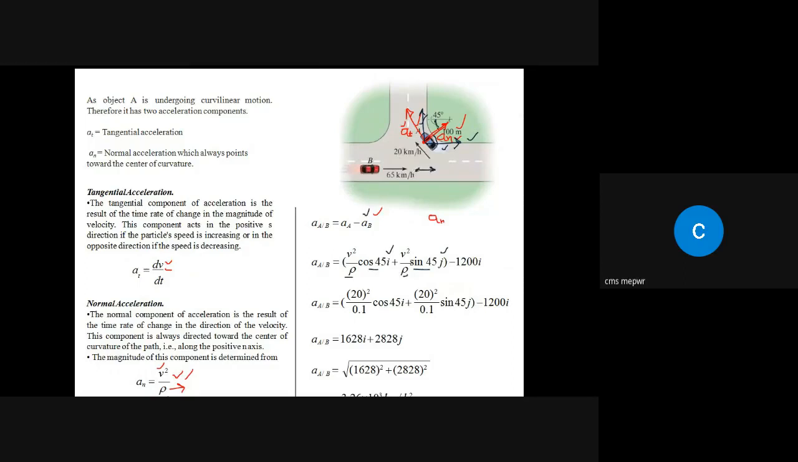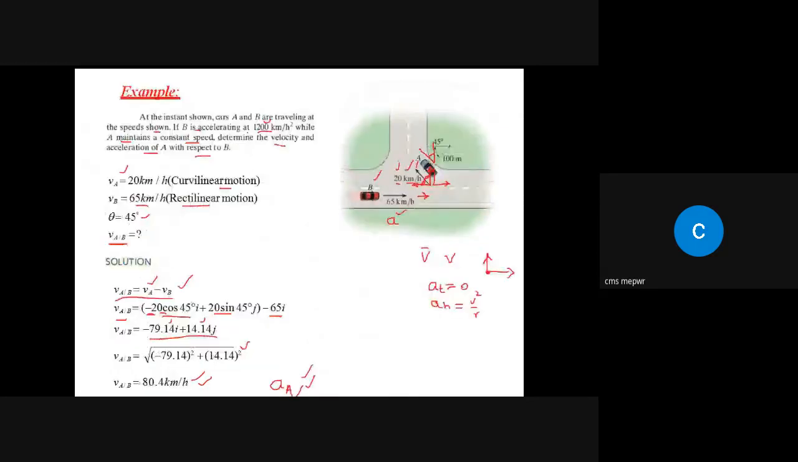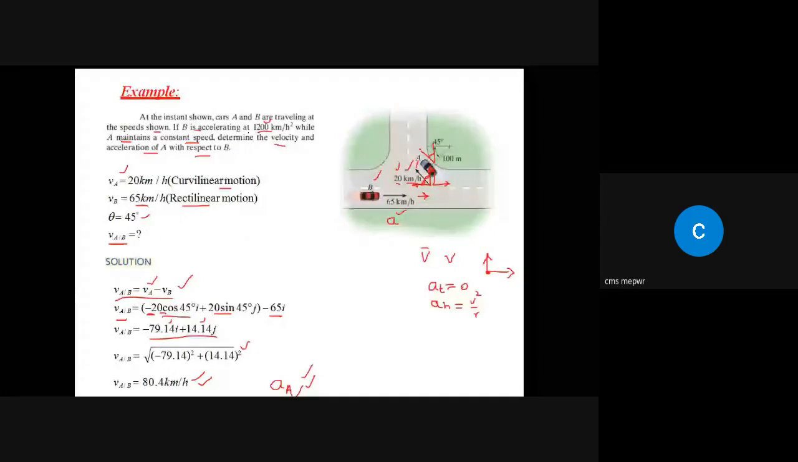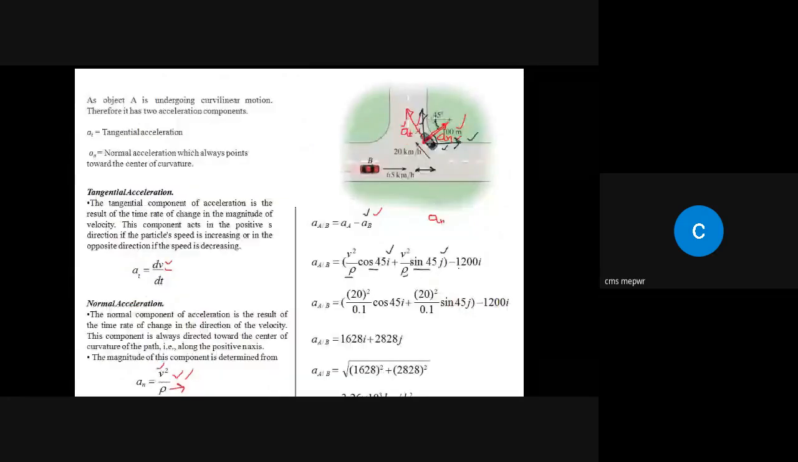So let's look at the question again. If B is accelerating at 1200 kilometer per hour square, if B is accelerating, it means its velocity is increasing. So this means the acceleration should be positive. So this is the acceleration of particle B, so let it be as it is.